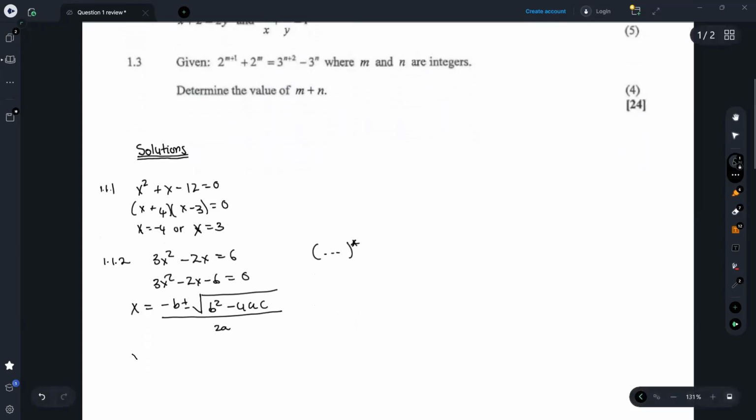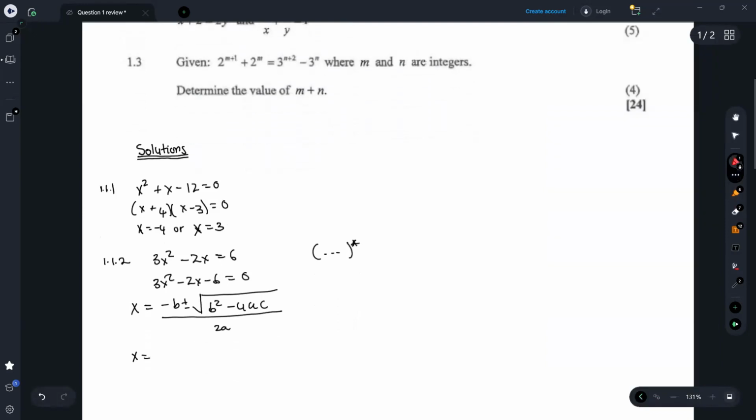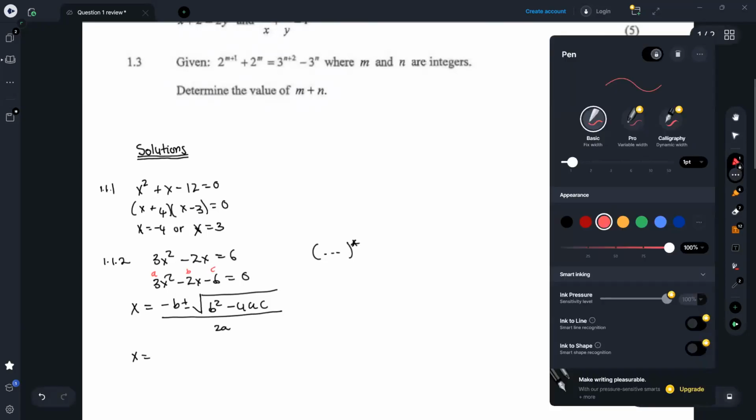Okay, now we're going to substitute in our values of a, b, and c. So if you did not know, hopefully you know, this here is going to be our value of a. The 3, the coefficient next to the x squared, is a. The coefficient next to x, that will represent our b, and the constant there at the end, that represents our c like that.